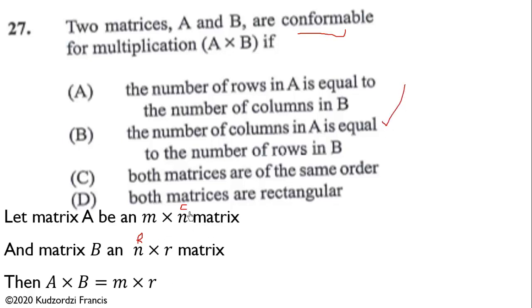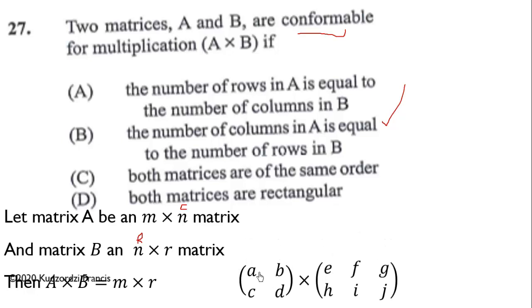That's it. So the column for the first must be equal to the row for the second. Otherwise, it will not be possible for A times B to take place. That is why B times A will not hold. Now, for instance, if you have something like this, this is a 2 by 2 matrix, and it means we have 2 columns and we have 2 rows.